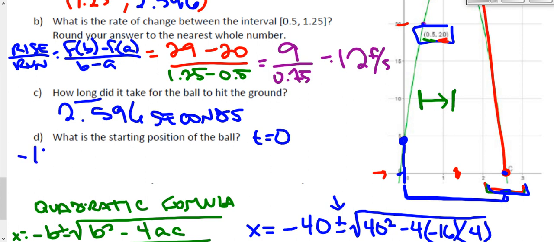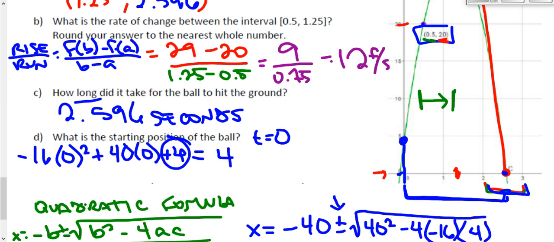I want to take my original function and plug in 0 for time to make sure that I know exactly what happens at 0 time, so at the starting time. And I can see that that plus 4 is going to be my answer, 0, 0, and plus 4. So my starting height is actually 4 feet. So the graph is a little deceptive. Make sure you calculate for yourself what the starting height is.